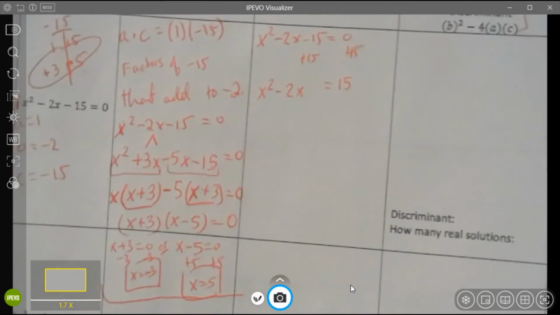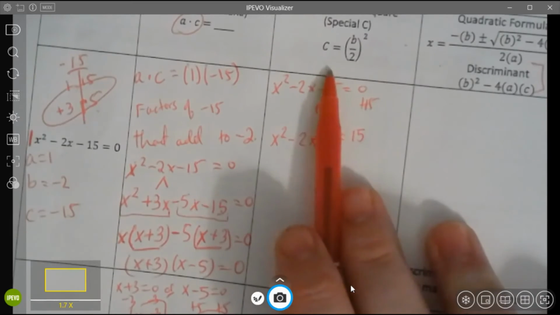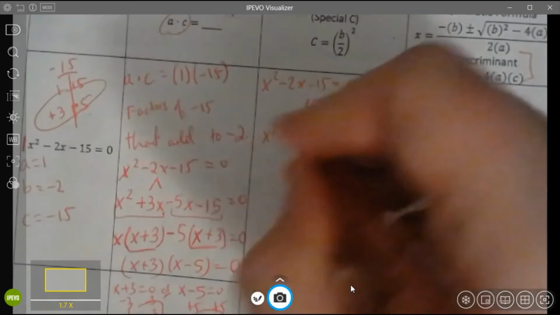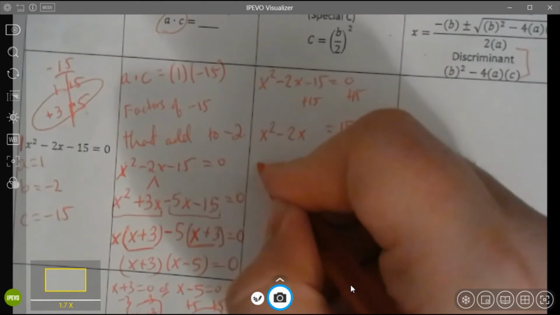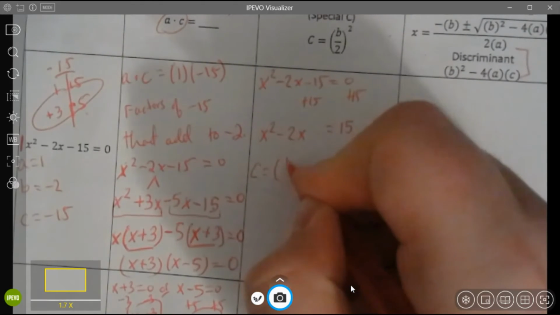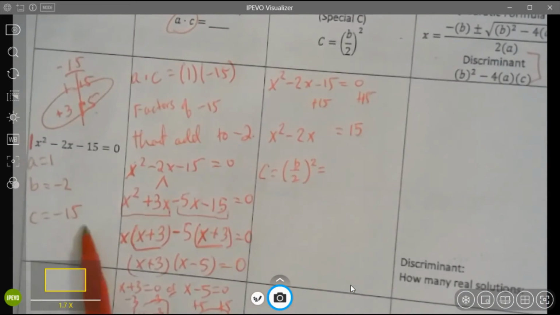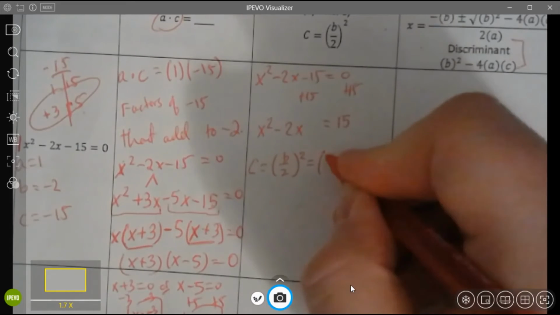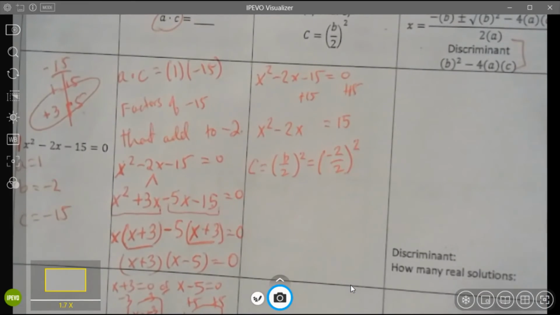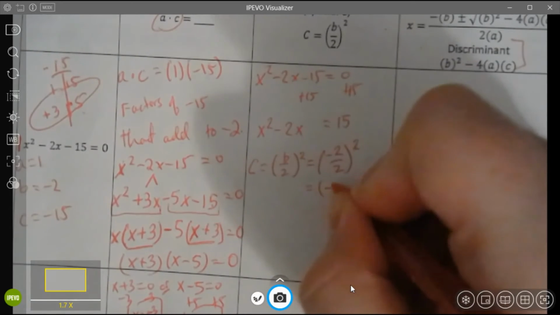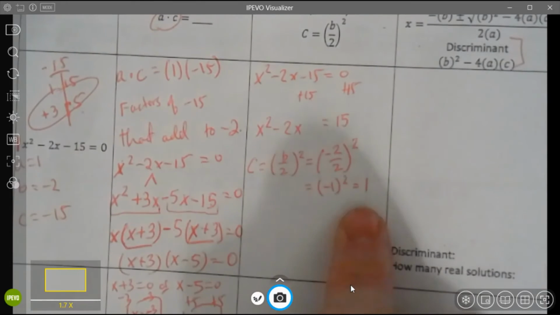And now we're going to do this special c. So we're going to say c equals b divided by 2 squared. But we already identified b. We said b was negative 2. So this is going to be negative 2 over 2 squared. Well, negative 2 divided by 2 is negative 1, and negative 1 squared is 1. Notice this is positive 1.